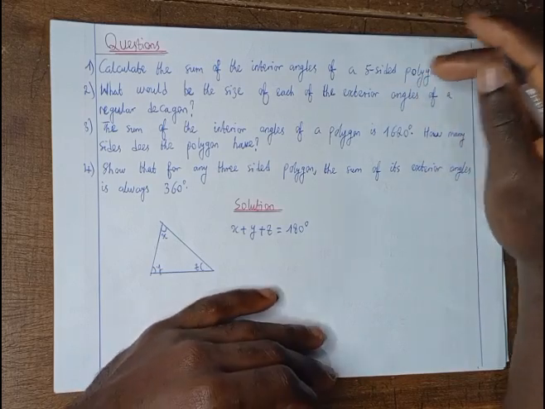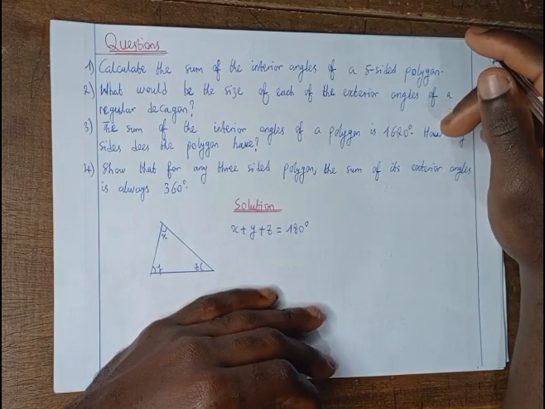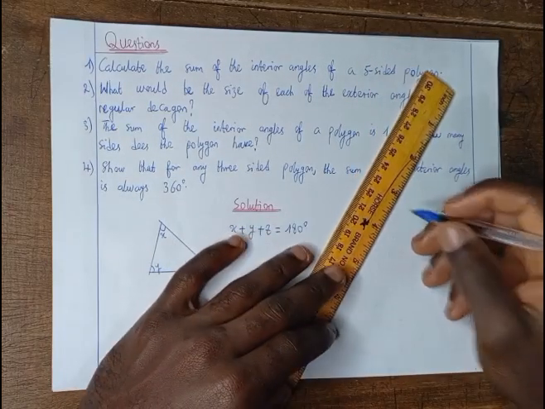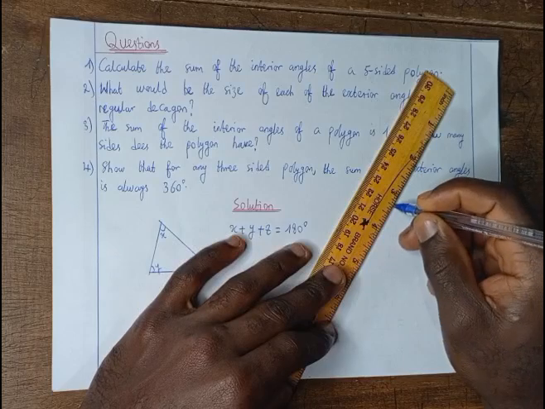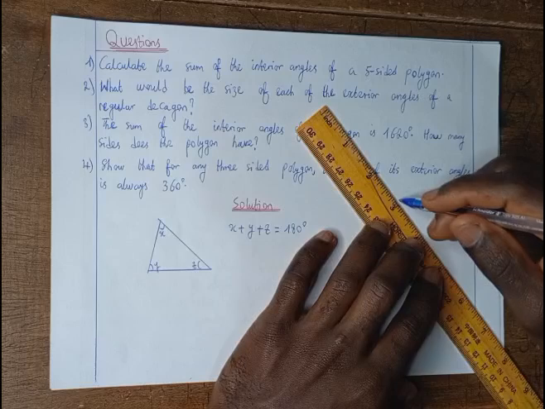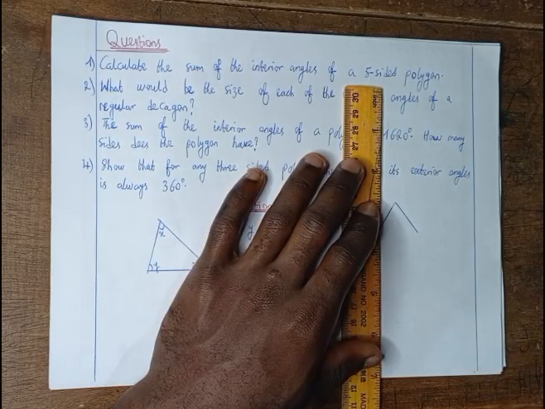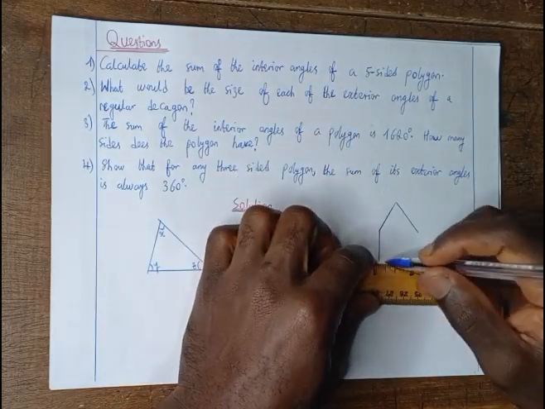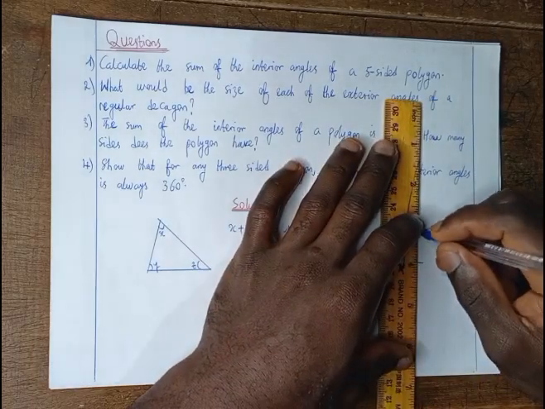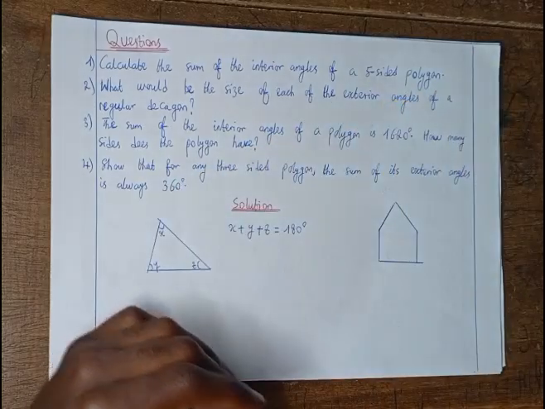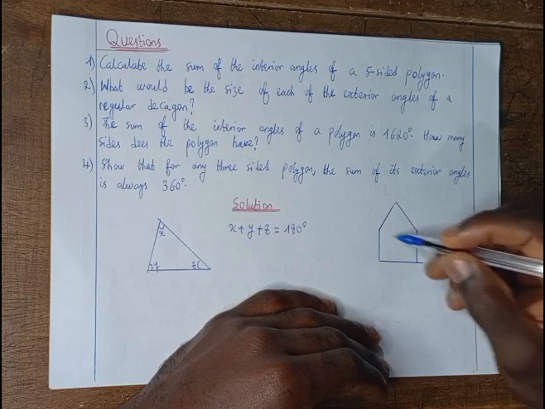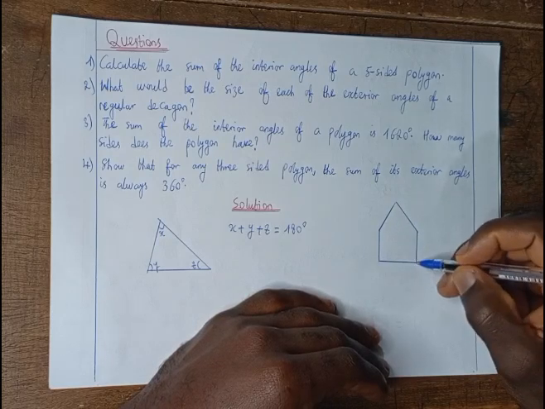Now we have been told that we have a 5-sided polygon. We need to calculate the sum of the interior angles of this 5-sided polygon. I'll just draw the 5-sided polygon. Let's assume this is our pentagon. It has 1, 2, 3, 4, 5 sides.